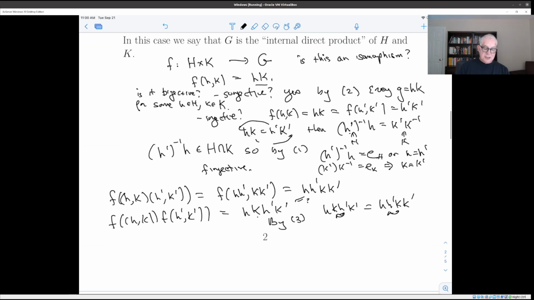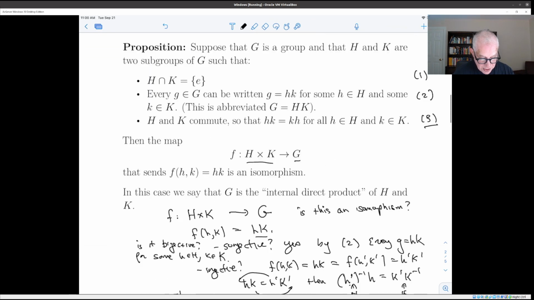And so when you put this all together, we see that the map F from H cross K to G is an isomorphism. And so G is, in some sense, the same, if you want to think of isomorphic groups meaning that the groups are the same, as the product. And you see how nicely each of the 3 properties come into play. The first one is necessary to show that this function is injective. The second one is used to show that the function is surjective. And the third one is used to show that f of ab is f of a times f of b.